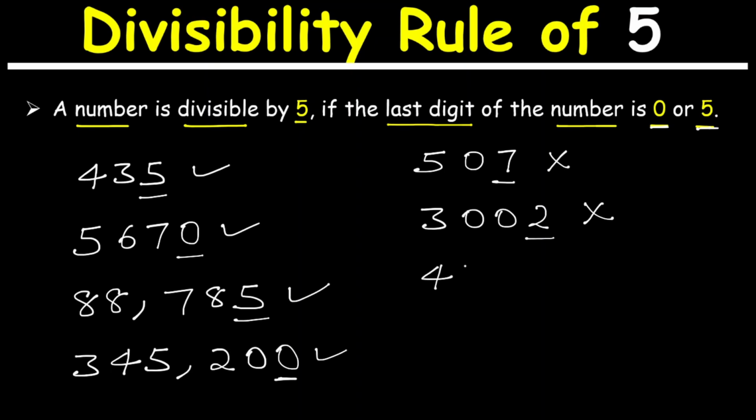Is the number 45673 divisible by 5? No, because the last digit of the number is 3, which is neither 0 nor 5.